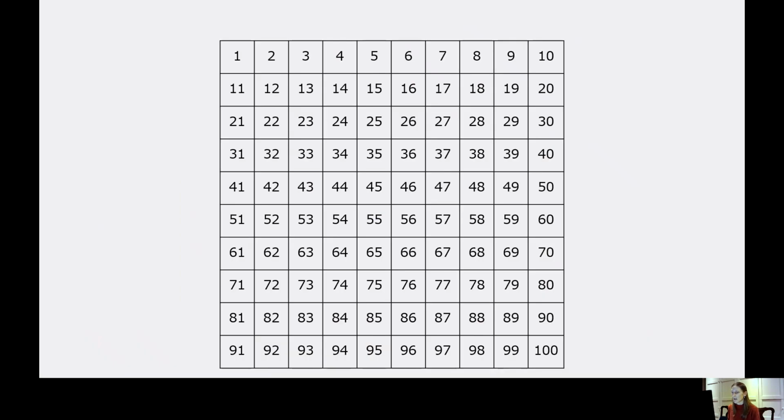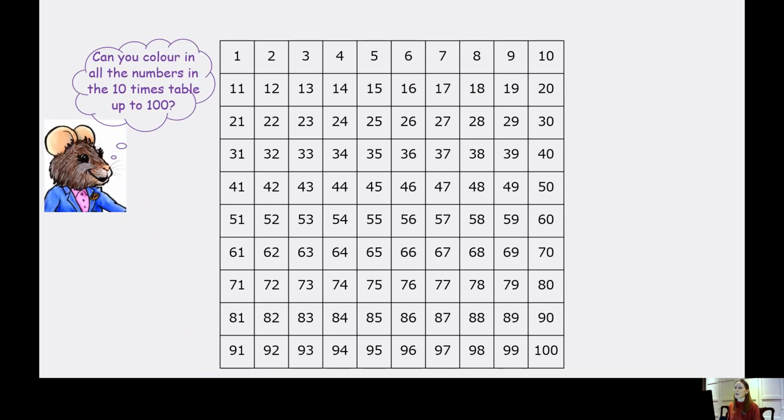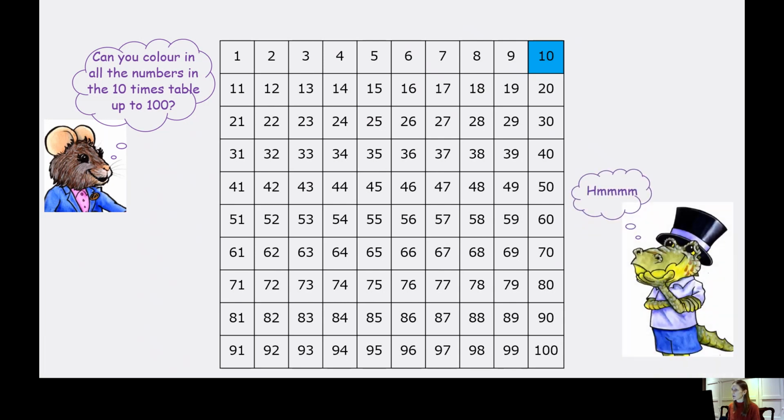So I've got a little bit of a challenge for you. Here is a number grid, and I wonder, can you colour in all the numbers up to 100 that are in the 10 times table? And remember, when we're counting in tens, it means we're adding together lots of 10. So one lot of 10, two lots of 10, three lots of 10, and so on. So the first number in my 10 times table is 10. And I wonder, can you think about all the other numbers that are in the 10 times table up to a 100? Cuthbert's got his thinking hat on. So if you pause the video, have a go, and then in a moment, you can come back and we'll look at how you've got on.